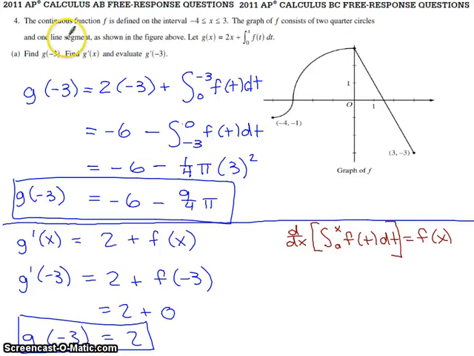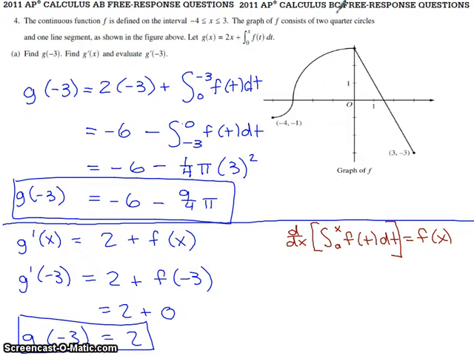This is 2011 AP Calculus AB and BC, so this actually appeared on both AP exams in 2011. This is free response question number 4, and we weren't allowed to use a calculator on this question, so all the work you're going to see done here had to be done entirely without a calculator.